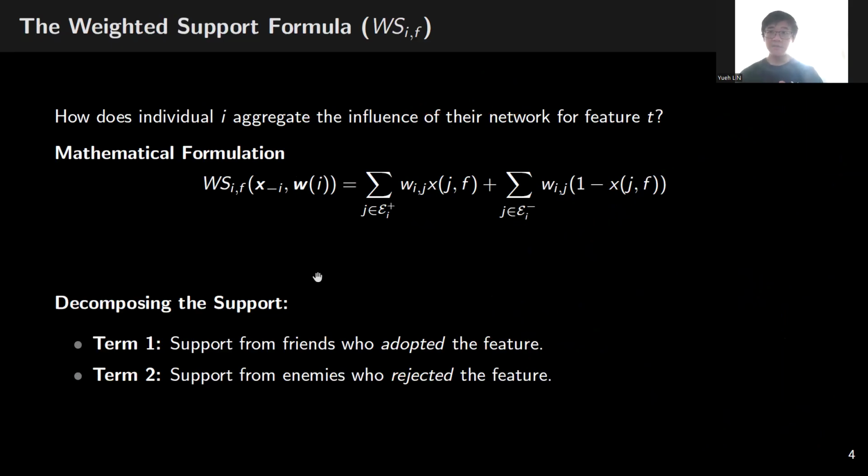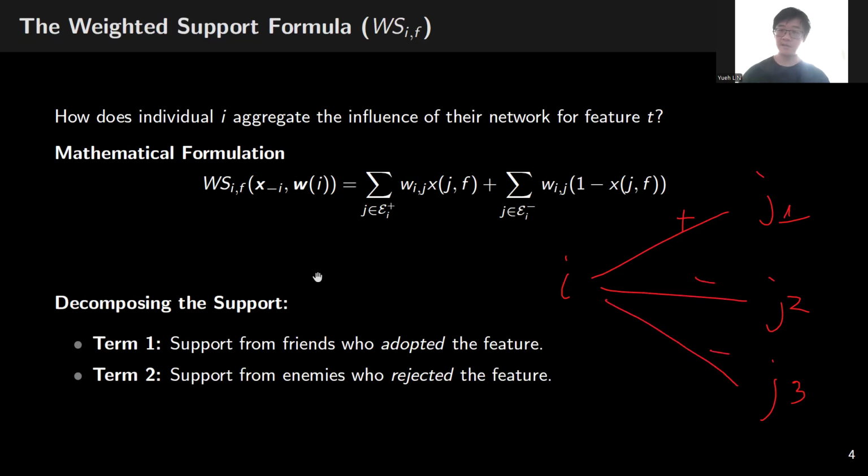Let's jump into the ultimate questions. How does individual I imitate or take influence from their neighborhood? How does the influence of the network affect individual I? So let's go again. We've got individual I, J2 and J3, they are different individuals. Let's say this is positive, negative, negative: friends, enemies, and enemies, with influence 2, 3, and 4.